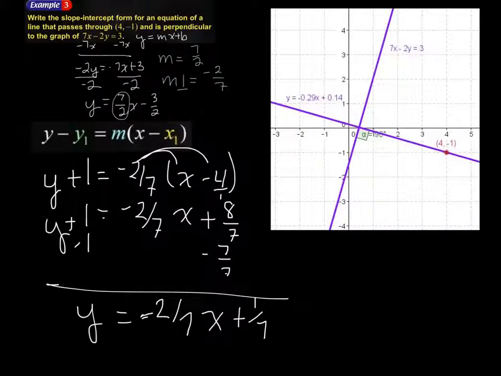They say a picture's worth 1,000 words, so here's what Algebra has to say about the lines 7x minus 2y equals 3 and y equals -2/7 x plus 1/7. Obviously, I kind of lost my fractions when I typed it in because it changed it to decimals, but that's okay because they sure look like they are perpendicular and it goes through the point (4, -1).